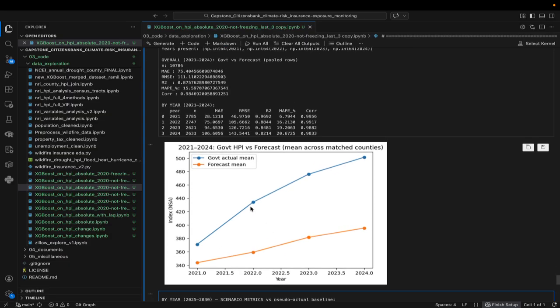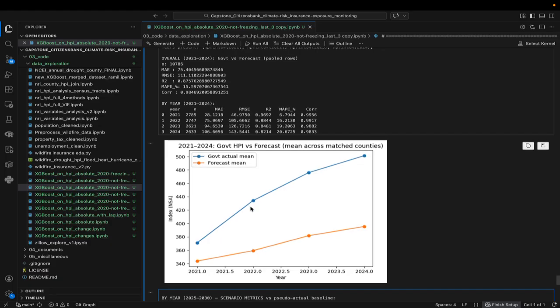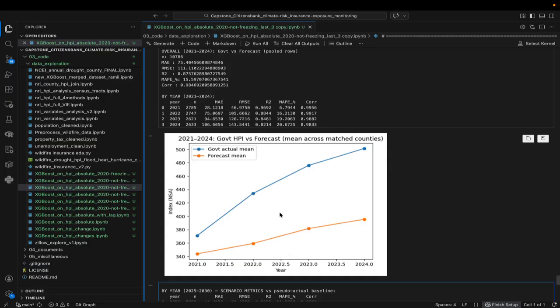The next chart is 2021 to 2024 versus government HPI. It's a comparison. This is a critical reality check. The model preserves the ranking and general direction well, but it underestimates the post-COVID level jump, especially 2022 to 2024, right? That's consistent with the limitation that the model was trained mostly before the COVID era, and the scenario simulation will not capture sudden shocks like stimulus, supply constraints, and rapid rate change.